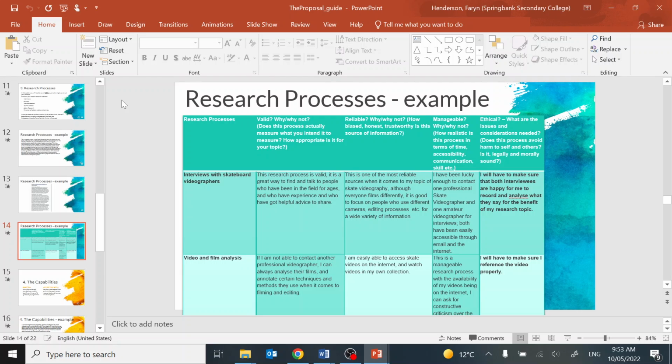So research processes. These are some of the things he did. Then he's gone and talked about why those processes are valid, why they're reliable, why it's manageable, and why it's ethical in terms of the way he's approached things. Okay, so that template is again a blank template on Google Docs, or for those in my class, I'll chuck it up on Daymap. It's up on Daymap as well.